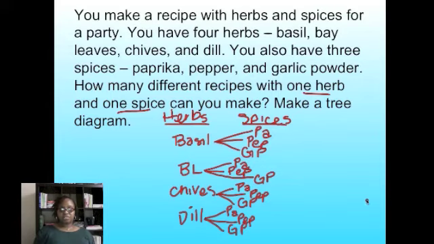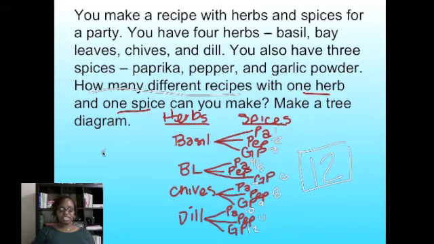Okay, so there is my tree diagram with all my possible outcomes, and I don't want to forget to answer the question, which is how many different recipes are there? If I count up the ends of my tree diagram, I've got 1, 2, 3, 4, 5, 6, 7, 8, 9, 10, 11, 12. All right, so there are 12 different outcomes or 12 different recipes that can be made here.